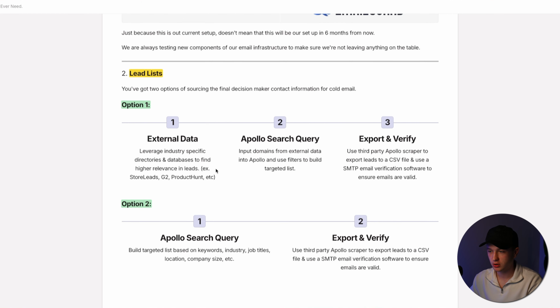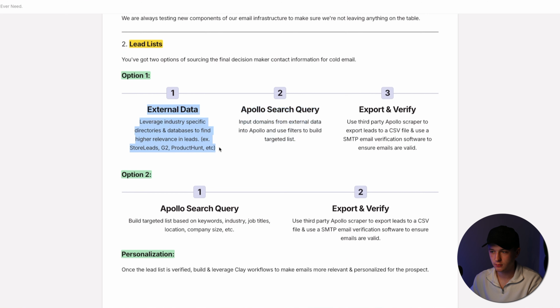Number 1, you can go and look at external data. So if there's a big directory within your industry, like Store Leads is for e-commerce, G2 you can get software and service-based companies. Product Hunt is early stage startups. So there's a lot of industry-specific databases. If you have those, definitely leverage them, right? You can get your external data here.